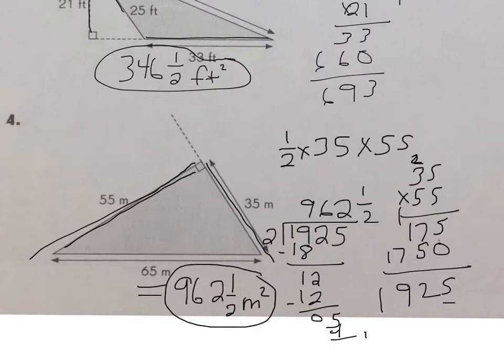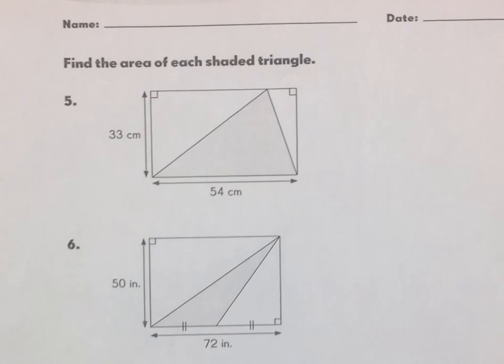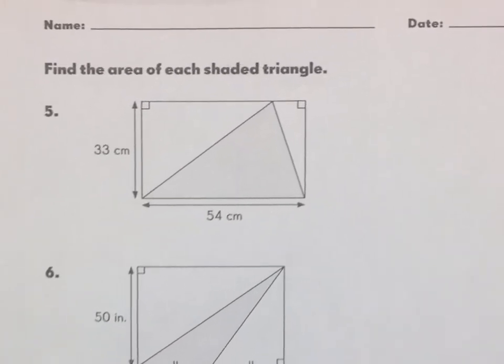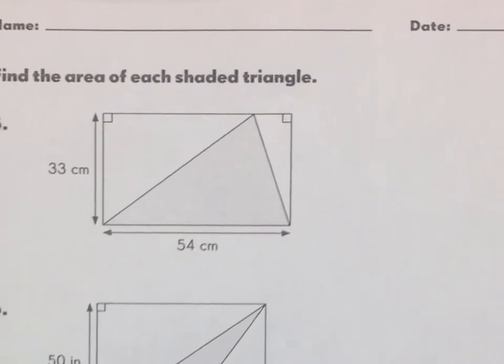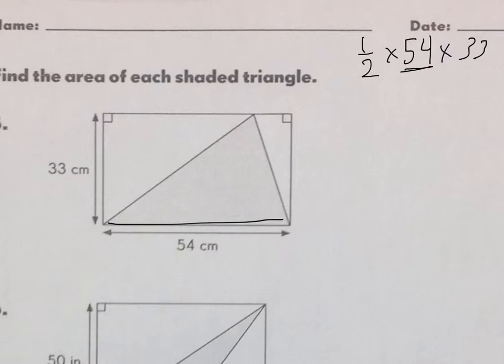Okay, let's go on to number 5. Okay, cool. We're continuing with some basic area of the triangles. So we still follow this formula, 1/2 times base times height. My base here is 54 and times 33. Okay. Well, I'm going to make it a little bit simpler. I know that 54 is even, so I'm going to divide that in 2. And I know that's going to get me 27 times 33.